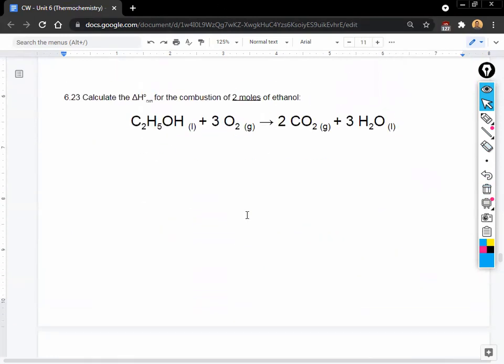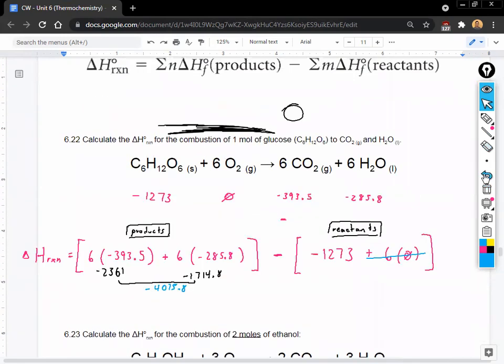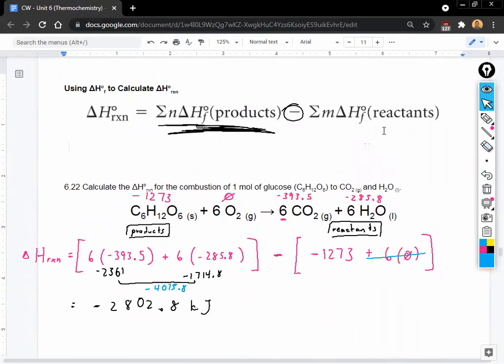I just want to make sure that you guys have all the values that you need on that table. You do. Okay. So yeah, try 6.23. Everything that you need is on the table, and I'll keep this up here as an example.